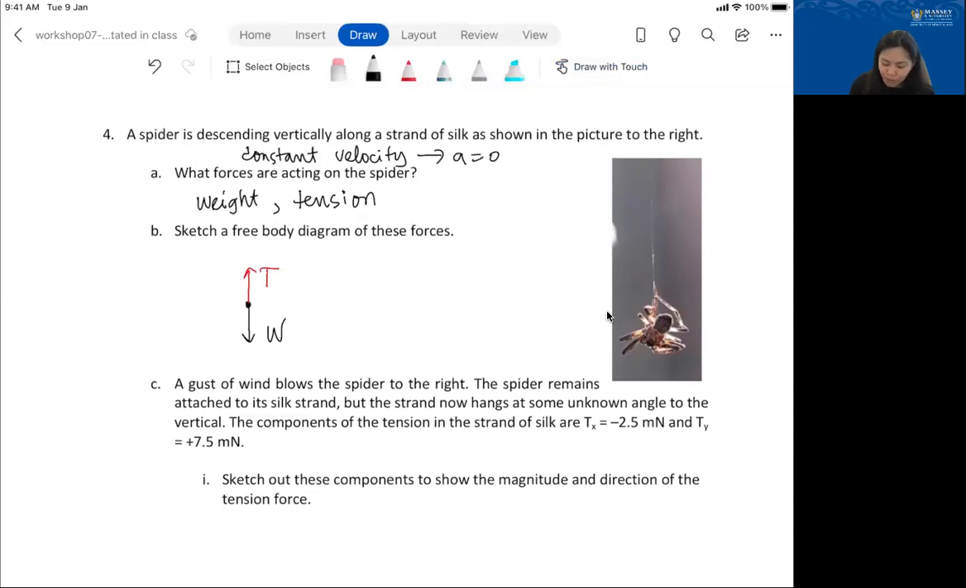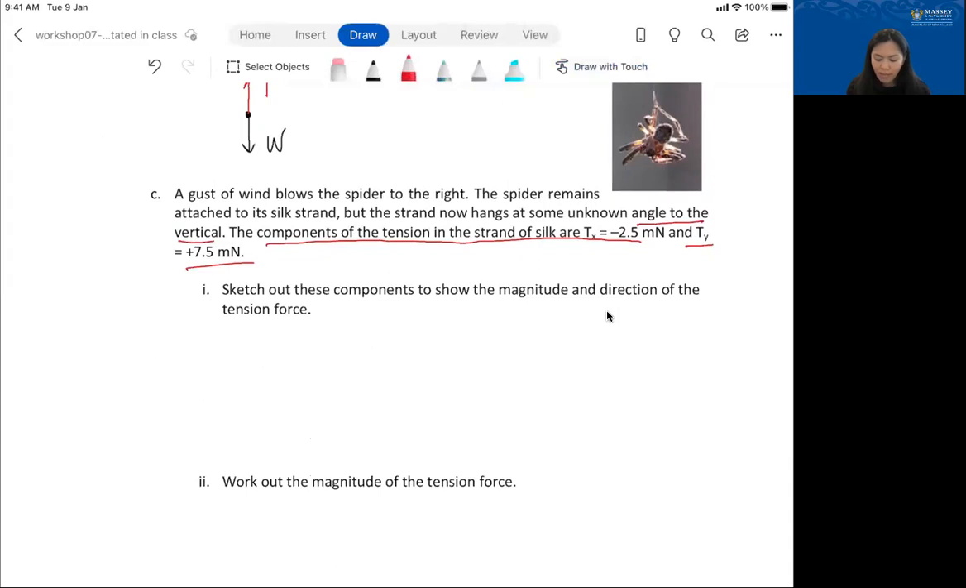Next question: a gust of wind blows the spider to the right, and the spider remains attached to the strand of silk. Now the silk is at an angle to the vertical, but we're not given the angle. What we are given are the components of the tension force. Sketch the components to show the magnitude and direction of the net tension force.